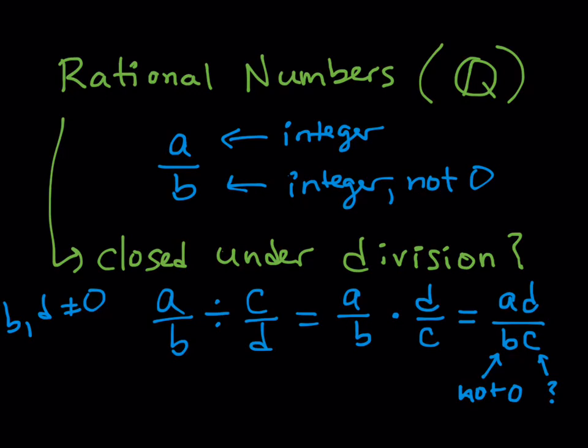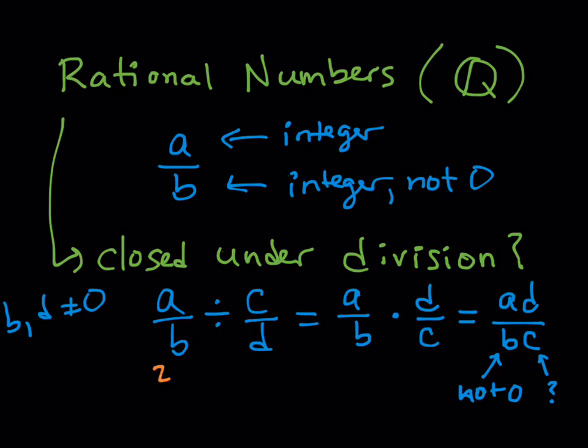But if C was a 0, there's a way for this denominator to actually be equal to 0. So in this case, the rational numbers are not closed under division. It's possible to get an answer that's not rational. And doing this process also helps me figure out what a counterexample would look like. It's going to be anything where C is equal to 0.